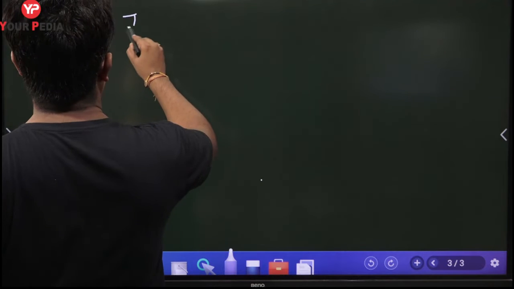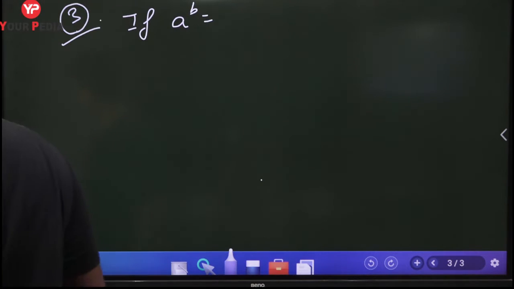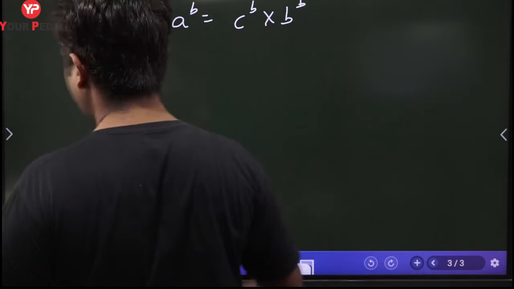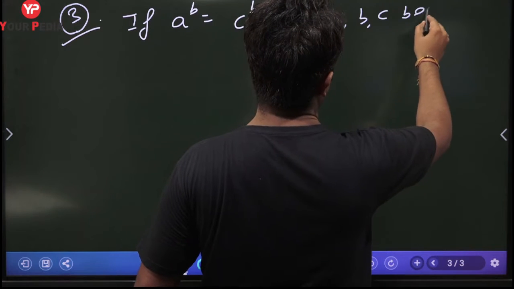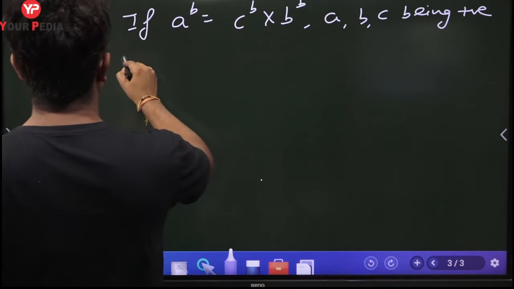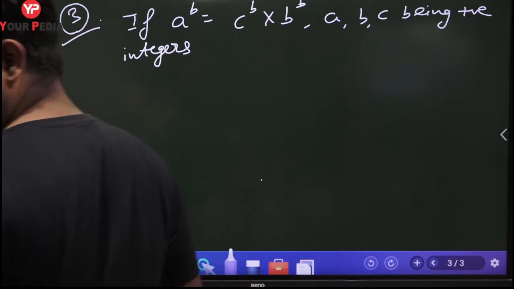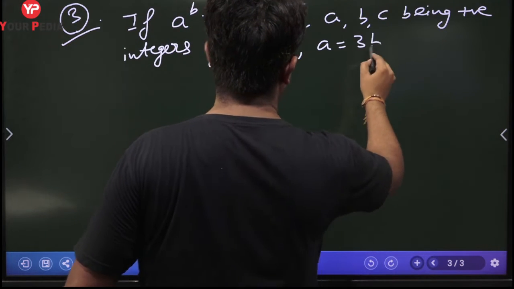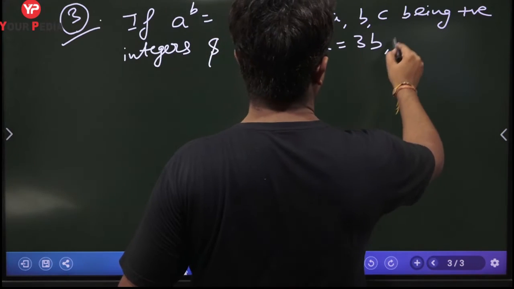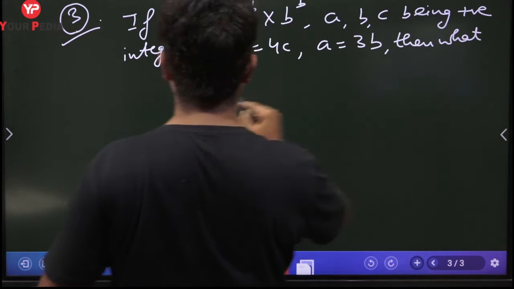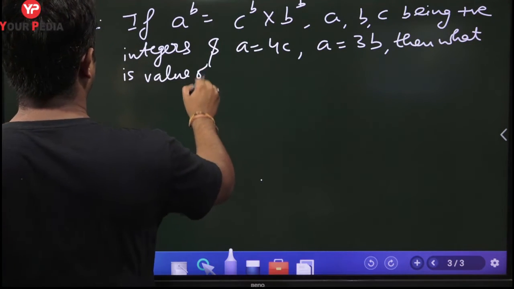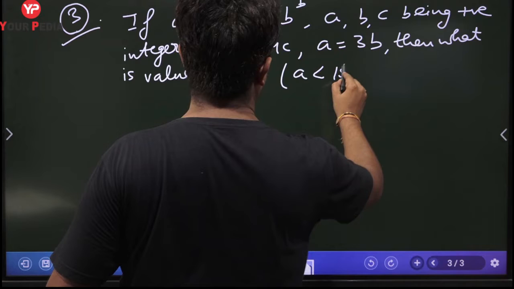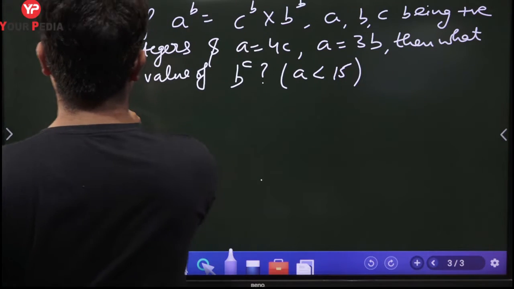If a power b is equal to c power b into b raised to power b, a, b, c being positive integers, and a is equal to 4c, a is equal to 3b, then what is the value of b raised to power c? A less than 15. Options: 64, 144.